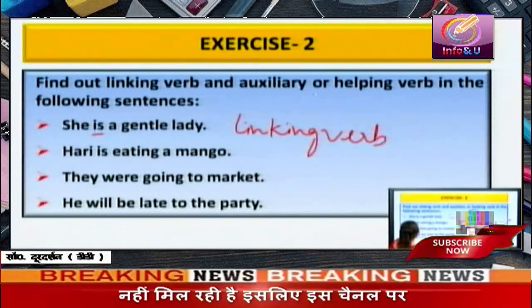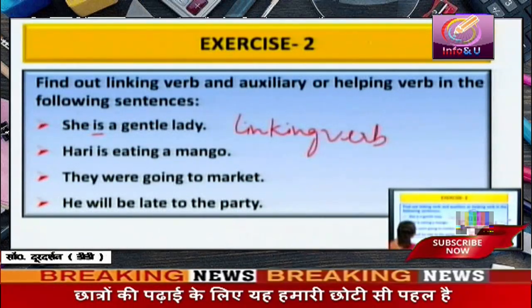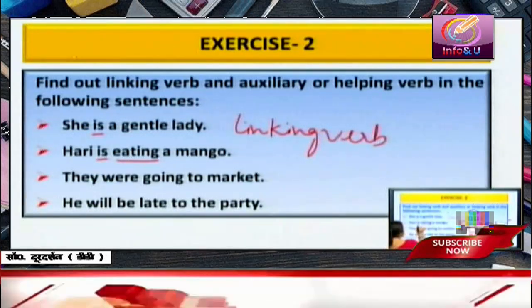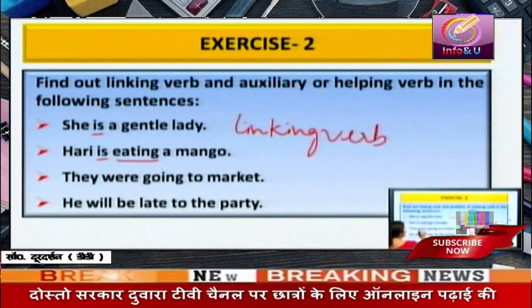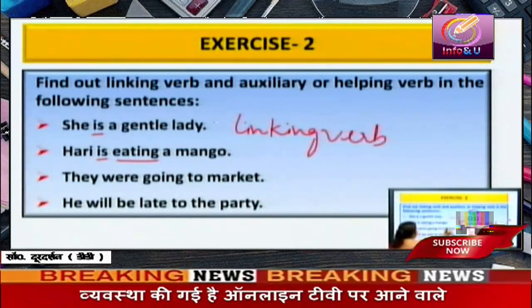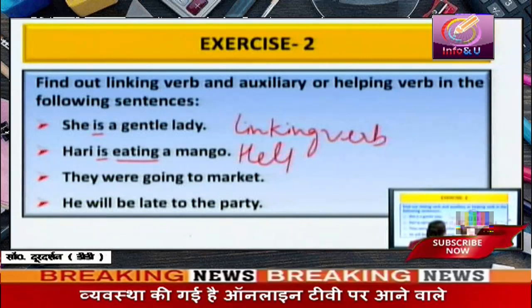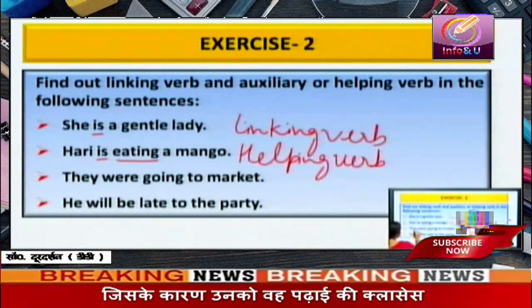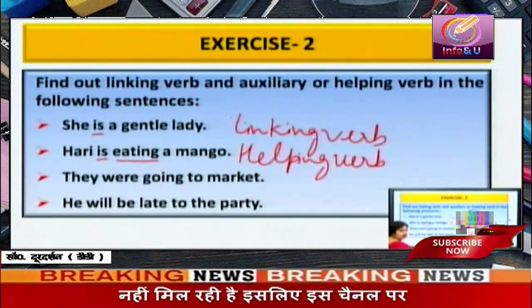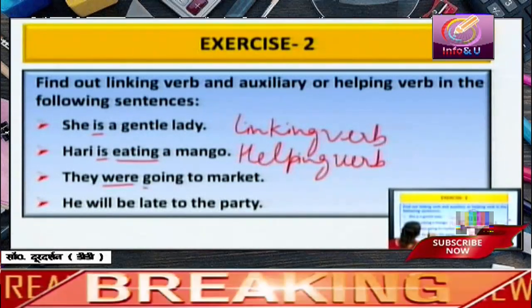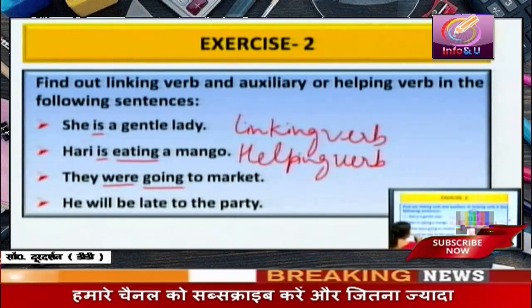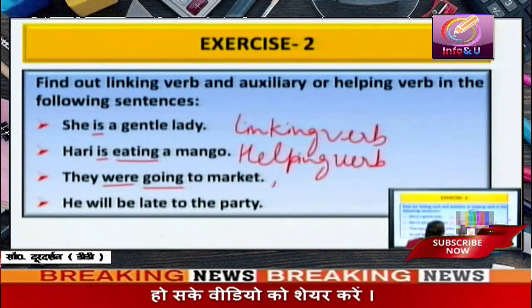Next sentence, Hari is eating a mango. In this sentence, is is verb, eating is also verb. But is is helping this main verb eating to complete the sentence. So, is will be helping verb. Next sentence, they were going to market. In this sentence, again there are two verbs, were and going. Going is main verb and were is helping this main verb to complete the meaning of the sentence. So, were is helping verb.